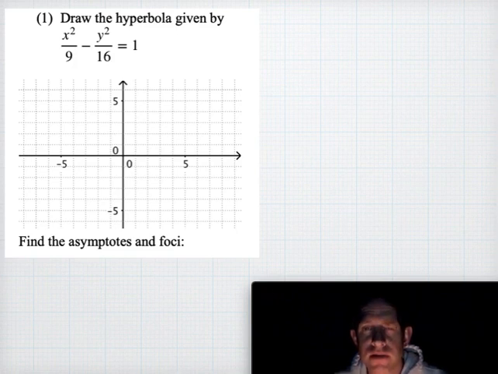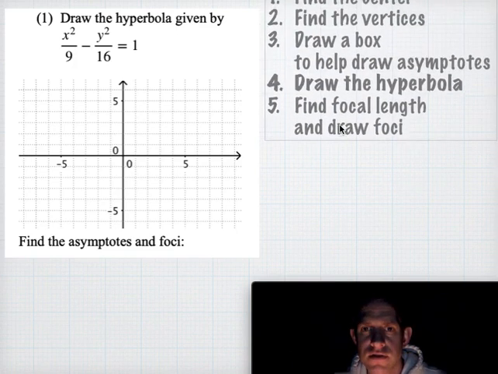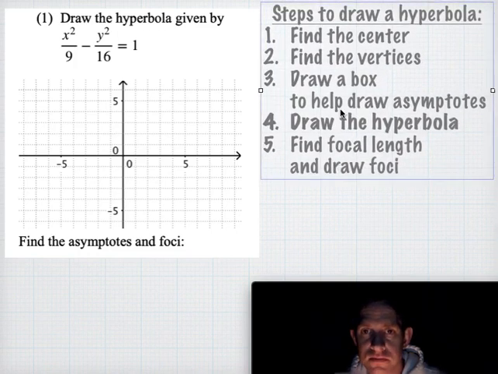So the process that I would recommend for this sort of thing is a couple steps. First of all, find the center. Then find where the vertices are by looking underneath that first fraction. And then I recommend you draw a box. That box will help you draw in the asymptotes. And once you've got the box, the asymptotes, the vertices all drawn in, then you can draw in a hyperbola and it'll be really accurate. And then if you need to, find the focus points by figuring out what the focal length is.